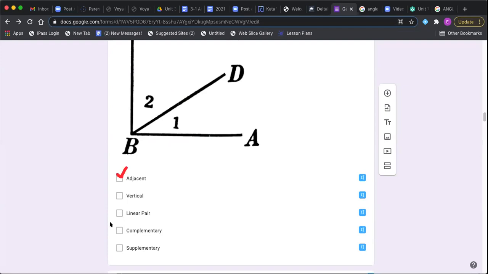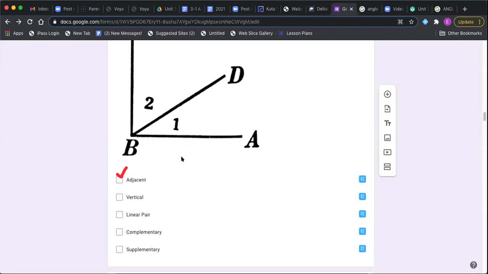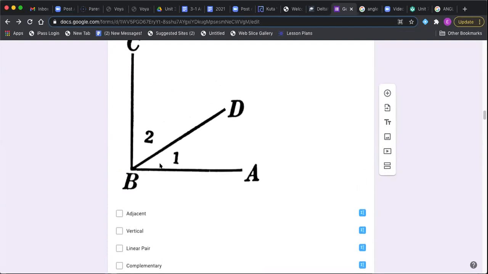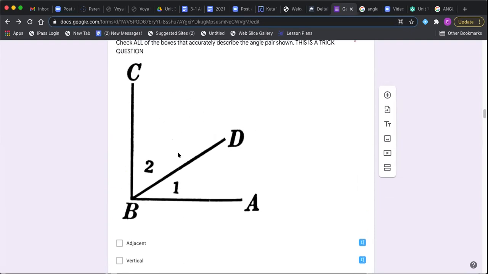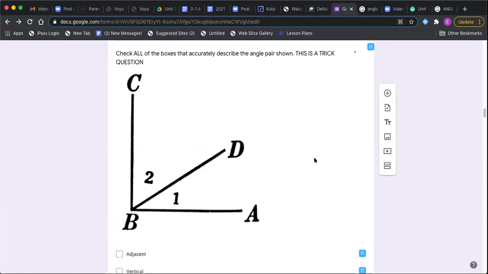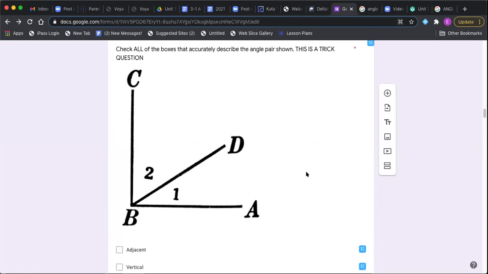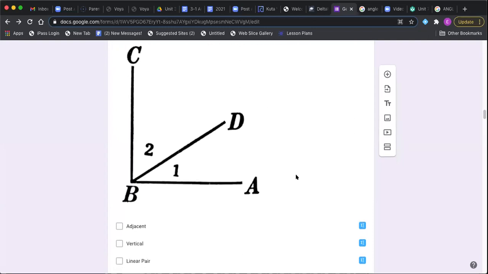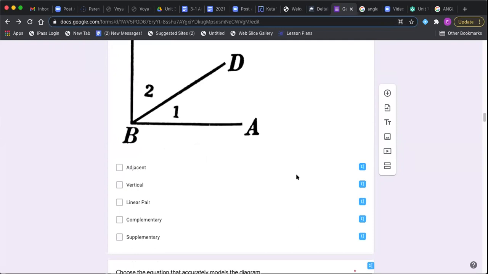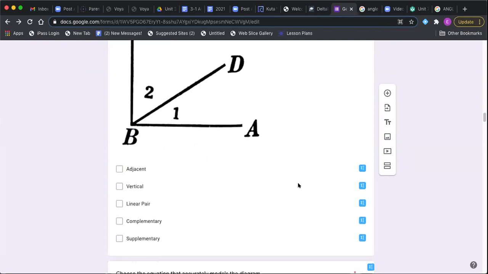And here's where I think I might have tricked some of you. Are they complementary? Do they add together to be 90? You have no idea. Maybe, right? I don't know. My point is, I don't know that this is a right angle here. Nothing said that angle CBA was a right angle. So you can't assume that it is. Just because it looks like it might be, you can't go around assuming that. That's a big no-no. So all I can say about these two is that they're adjacent. That's the only thing that I know for sure.